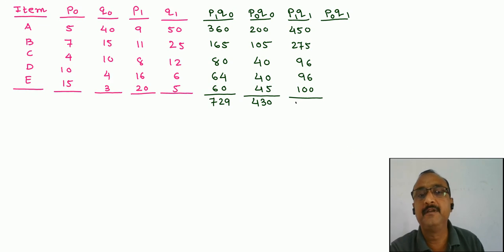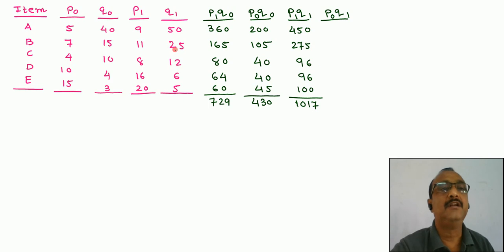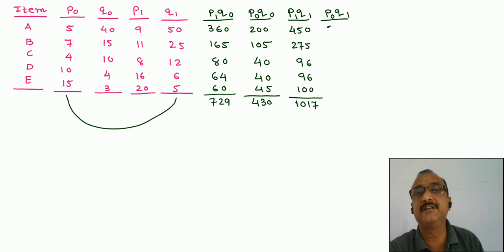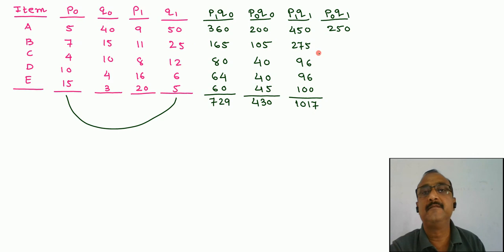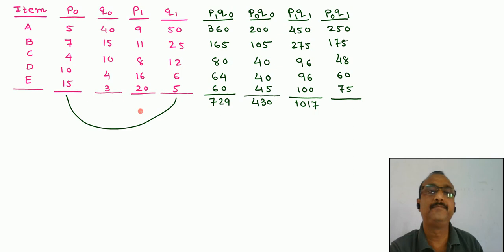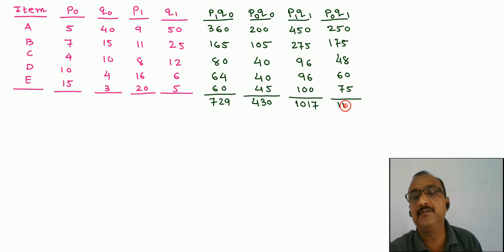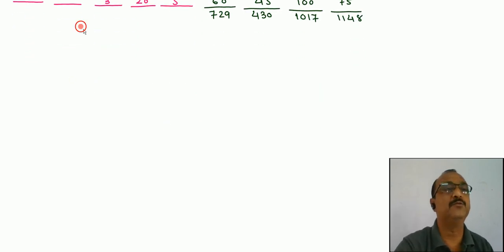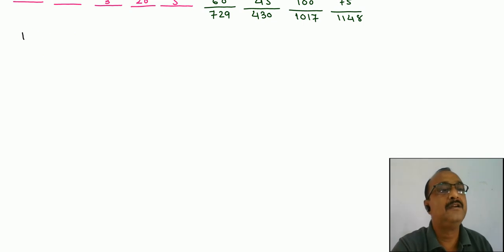1017. Now P0 Q1. This is P0 and this is Q1. 5 fives are 25, 5 into 12 is 60, 10 into 6 is 60, and 15 fives are 75.